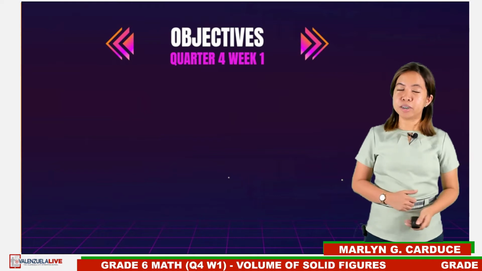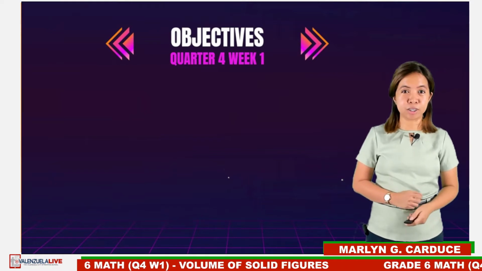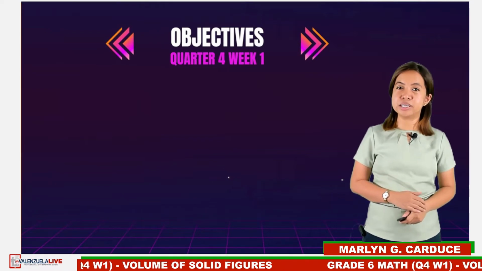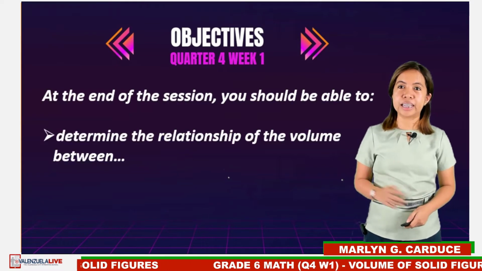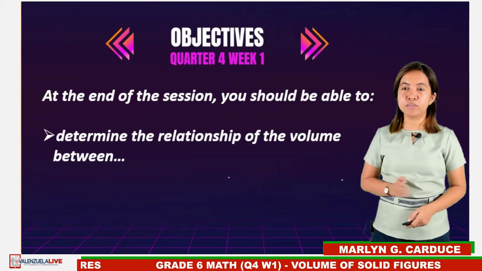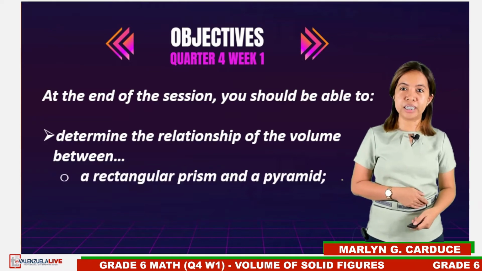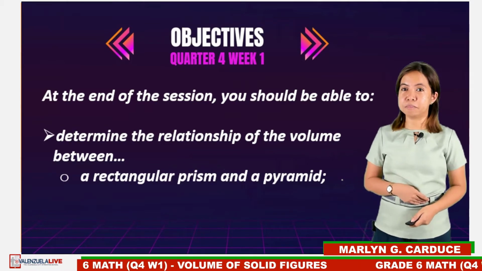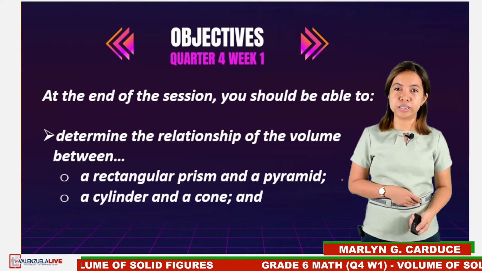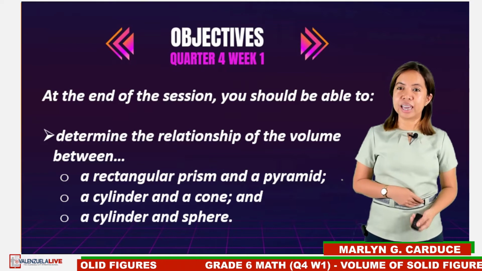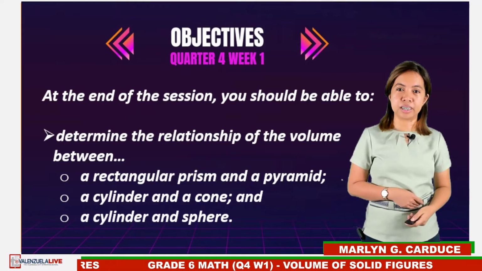Based on the Department of Education Most Essential Learning Competency, at the end of the session, you should be able to determine the relationship of the volume between a rectangular prism and a pyramid, a cylinder and a cone, and lastly, a cylinder and a sphere.